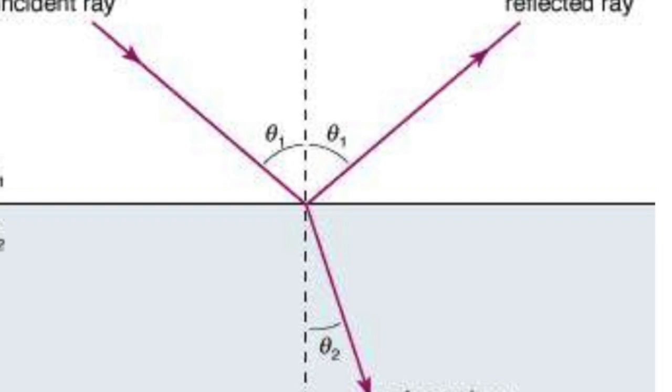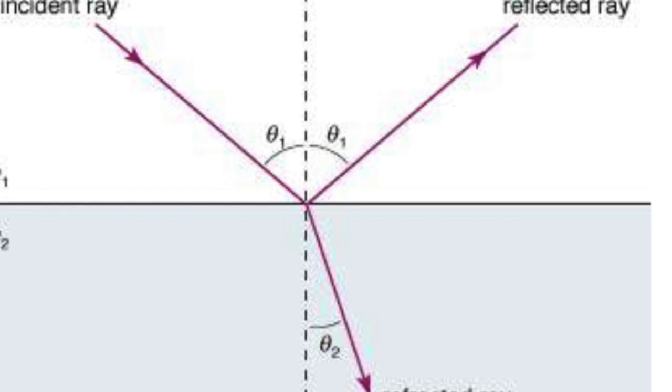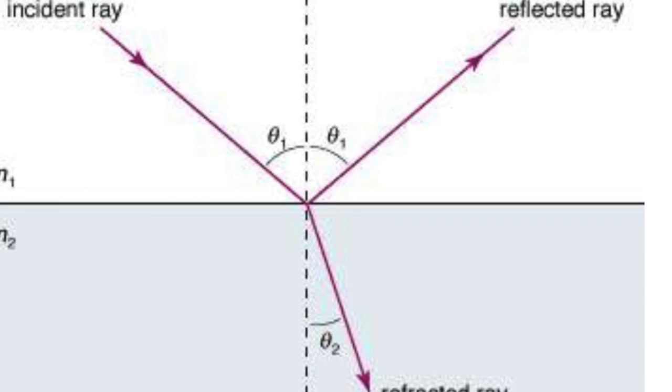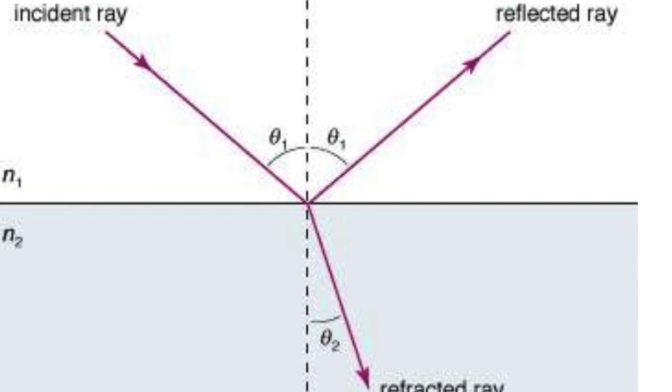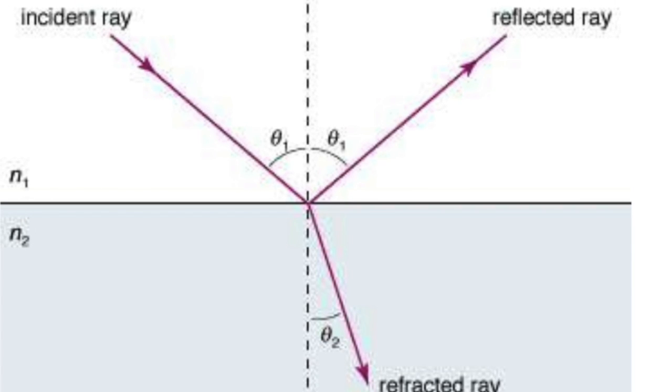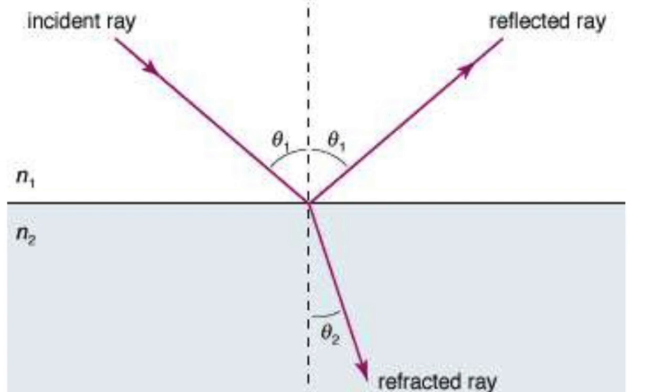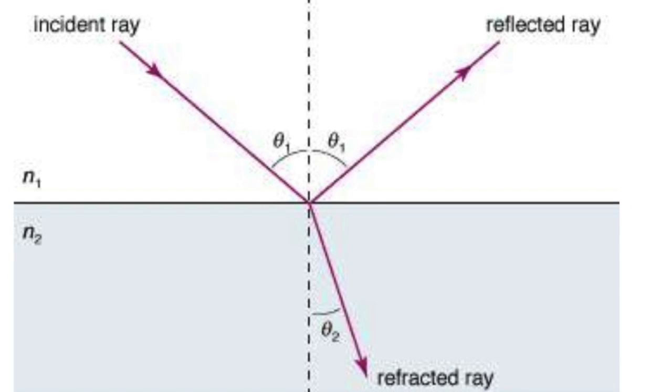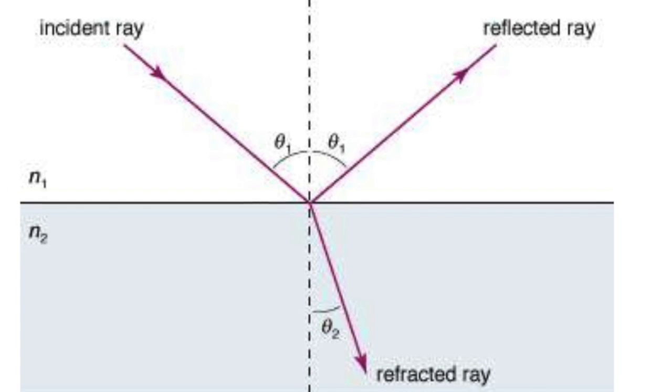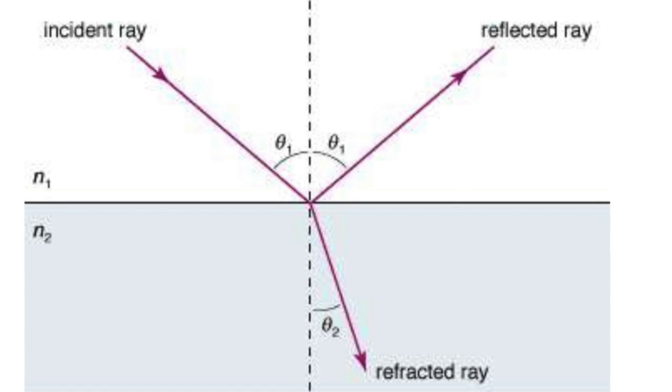This diagram shows what reflection and refraction are. The incident ray is the ray of light that comes straight from the source, like the sun. The reflected ray is what happens when a ray of light hits a surface and bounces off of it. The refracted ray is what happens when light hits a surface but doesn't bounce off of it. Instead, the light bends and travels through that.